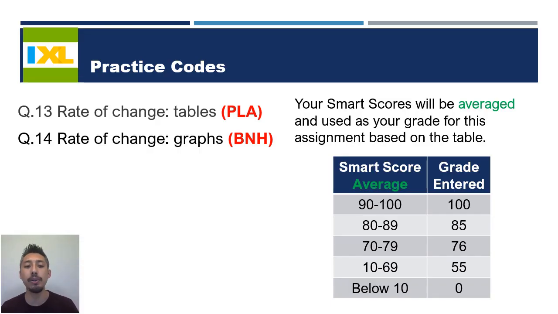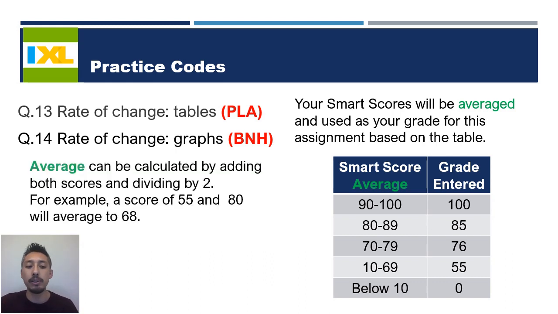Here are the IXL codes that you will be completing at the end of this lesson. I will be entering one grade into PowerSchool. So in order to do that, I'm going to be taking your SMART scores, whatever you get for both of these assignments, and I'm going to be taking the average of those grades. That's how I'm going to determine what grade I'm going to enter into the gradebook. And it's all going to be based off of this table down here.